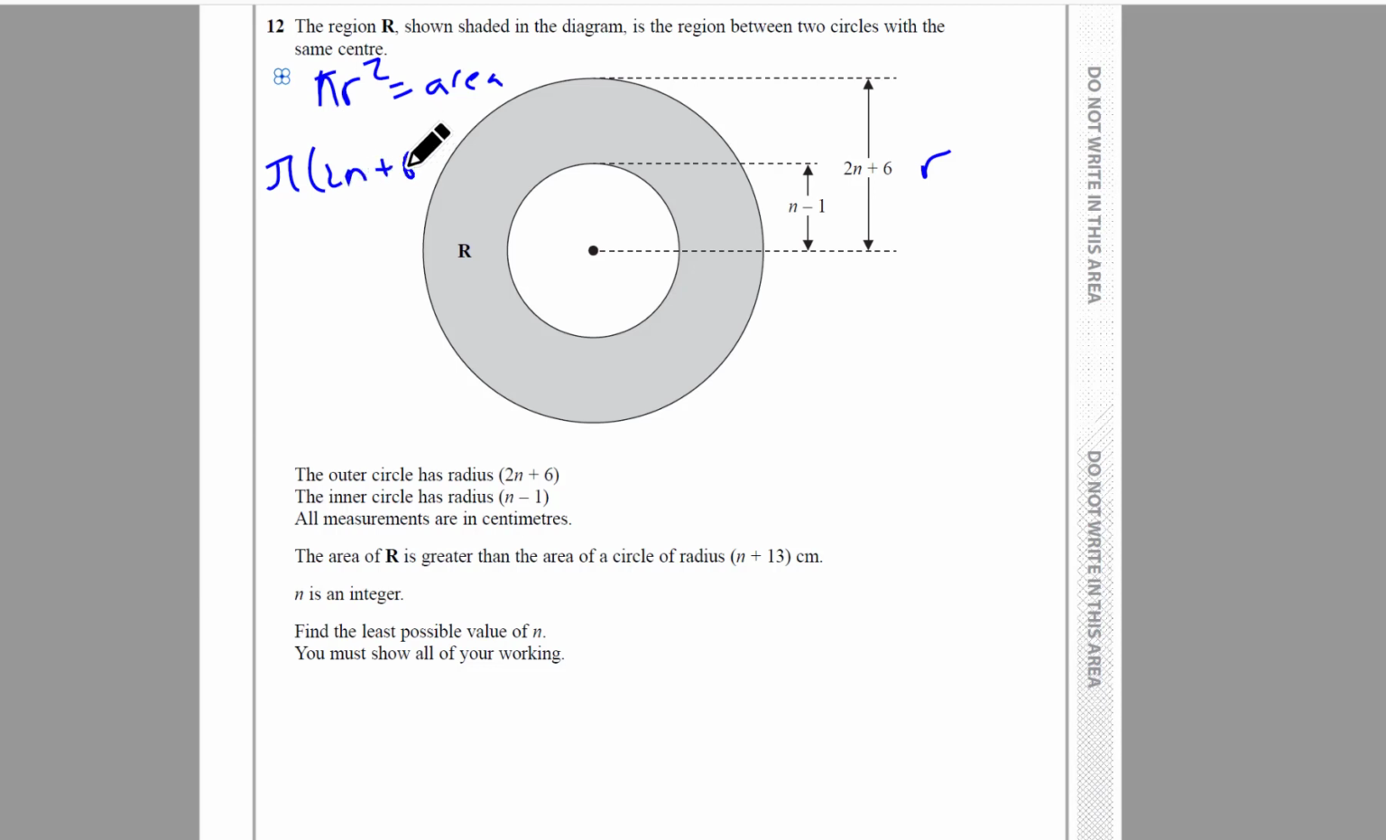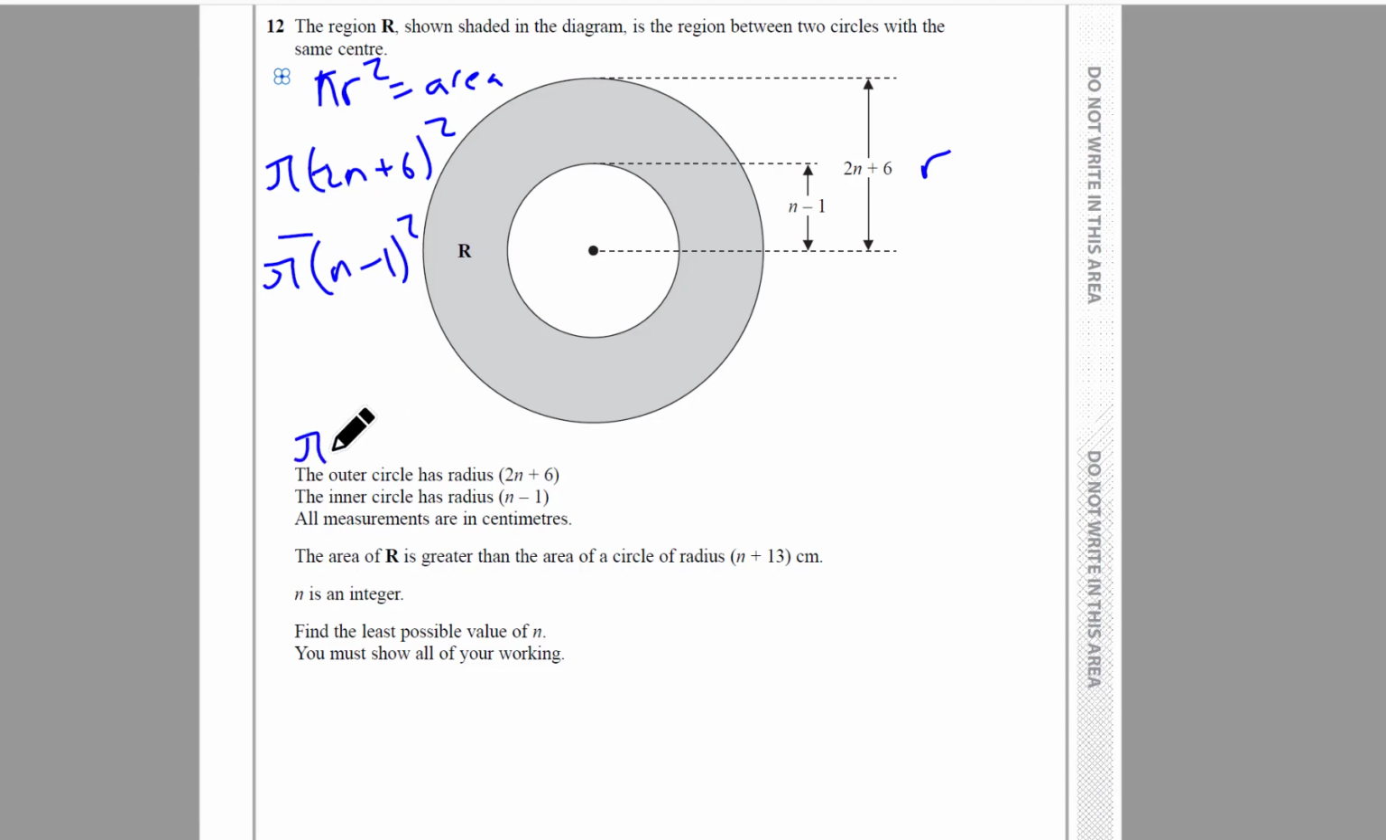2n plus 6 squared. And then we've got another one. The smaller circle is pi times n minus 1 squared. So let's work that out. I'm going to do the first one now. Just expand brackets how you normally would.